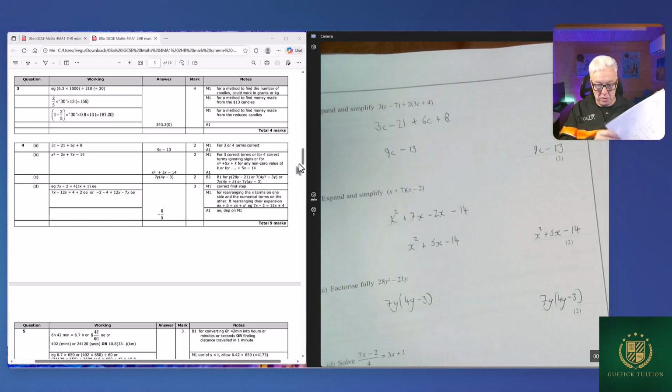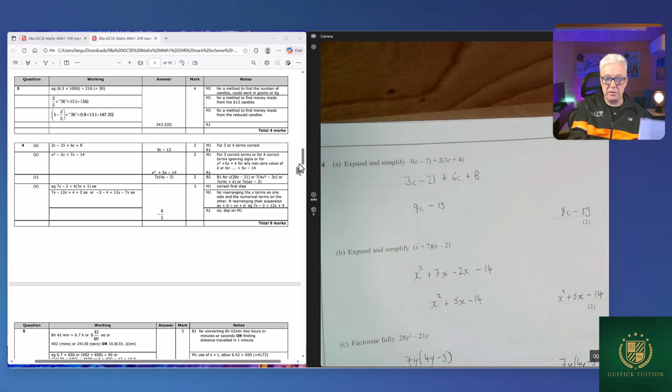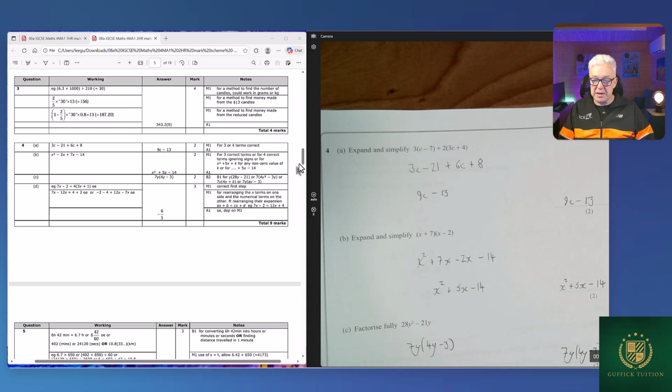So that's questions 1, 2, and 3. Oh, a nice little bit of algebra now. That's good. Okay, so question 4. Expand and simplify. 3, open brackets, c minus 7, add 2, open brackets, c, add 4.